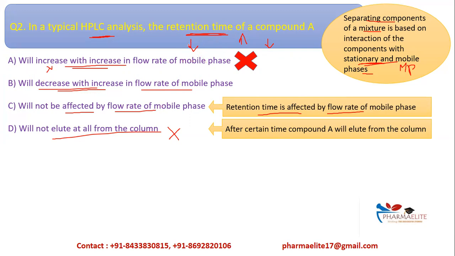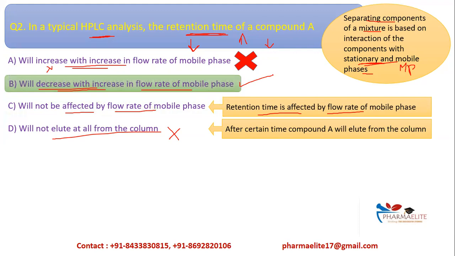यानी कि कंपाउंड या सैंपल जल्दी से जल्दी इल्यूट हो जाए, मतलब रिटेंशन टाइम कम होगा और मोबाइल फेस फ्लो रेट बढ़ेगा, तो retention time कम होगा and elution will be faster. So option B is the correct one.